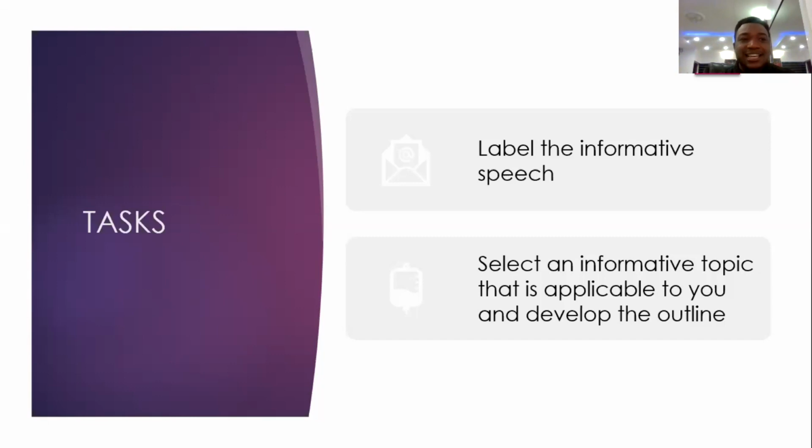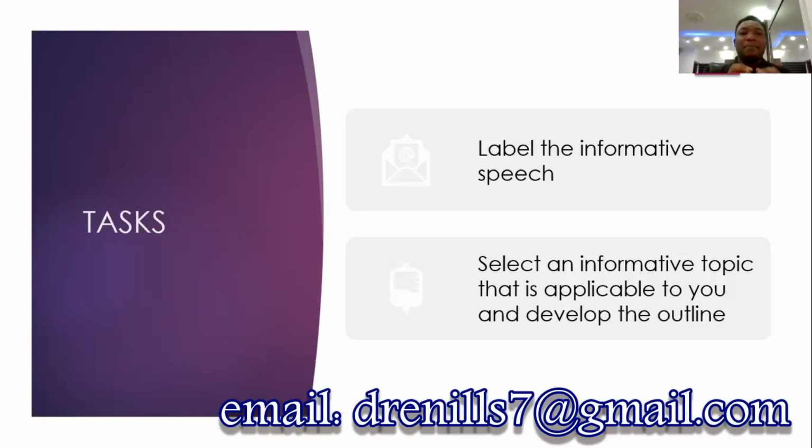Then the next task is, I want you to select an informative topic that is applicable to you and develop the outline. You are here for different reasons. You're going to apply this knowledge in different situations, so pick the one that's applicable to you. Think about how you're going to apply the next informative speech, or even the previous one you wish you did better, and try to write down the outline for that informative speech. Make sure it's something applicable to you, not just a random topic. And you're going to send that to my email.